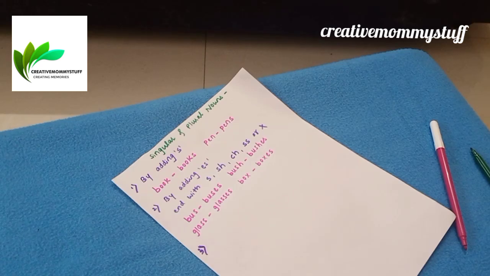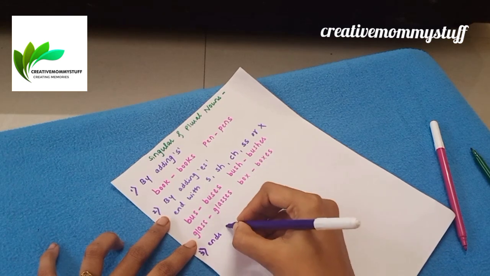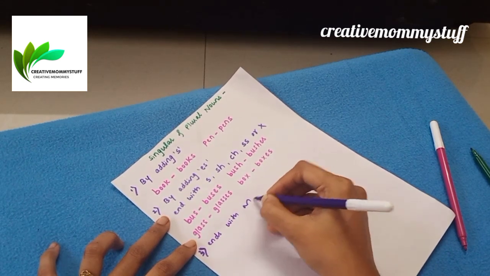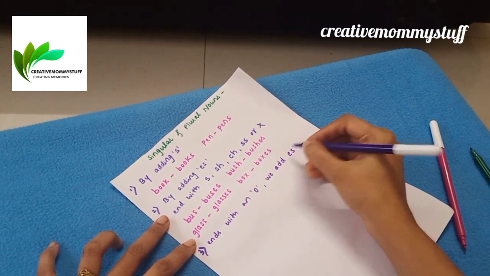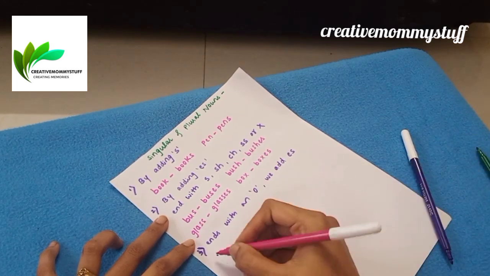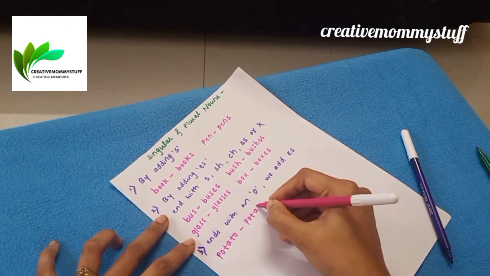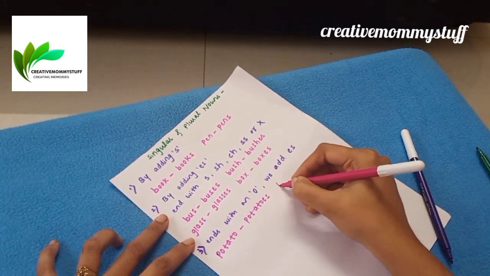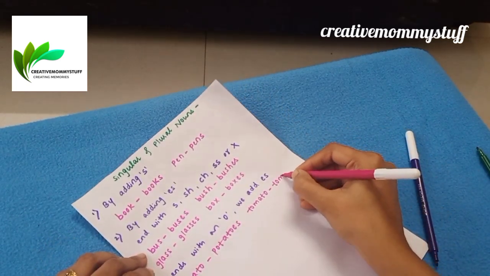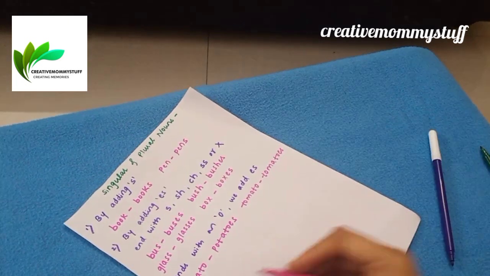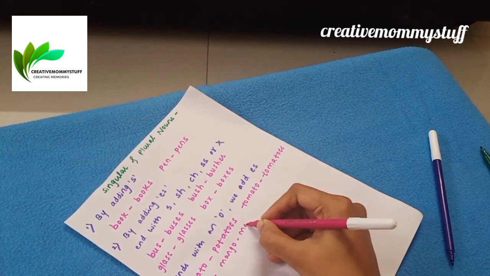Next, rule number 3. Again, when a noun ends with an o, we add es. For example, potato. We add es: potatoes. Tomato. We add es: tomatoes. Mango, mangoes.